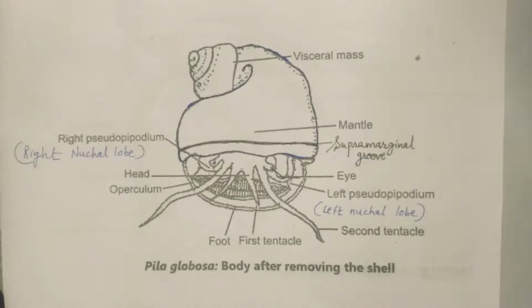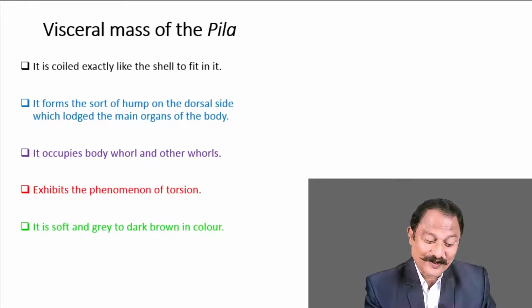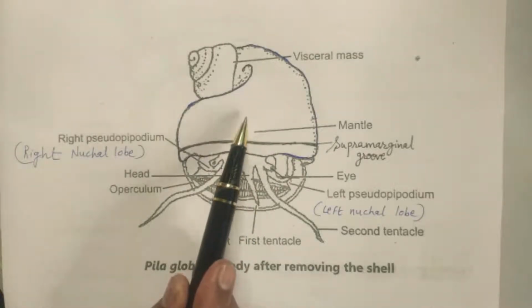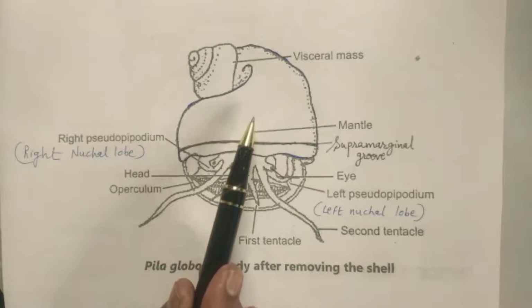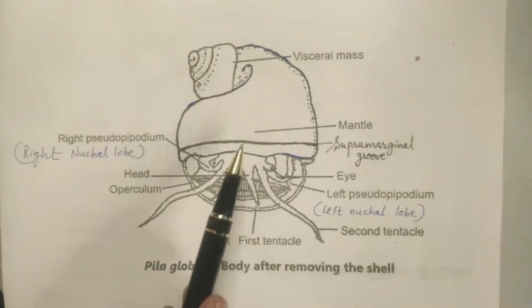Now the next part, that is the visceral mass of the Pila. Where the visceral mass is situated, listen. This is the anterior-most part. This is the ventral part, the foot part, and this is the visceral mass of the Pila. This visceral mass of the Pila is coiled exactly like the shell to fit in it. Means we observe the shell from outside.